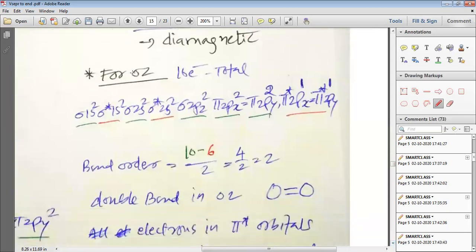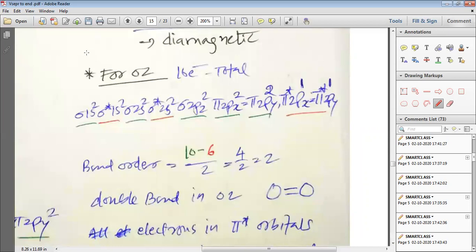Now, my dear students, we are going to study about O2. A total of 16 electrons are present in O2. So we can write the electronic configuration for O2 as sigma 1s2, sigma star 1s2, sigma 2s2, sigma star 2s2, sigma 2pz2, pi 2px2 equal to pi 2py2, and pi star 2px1 and pi star 2py1. You are well aware that the energy of pi star 2px and pi star 2py are the same, and that is why they are singly occupied.